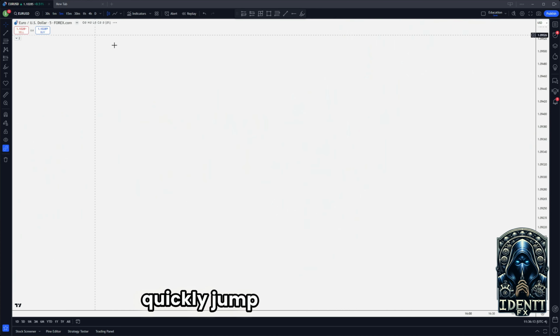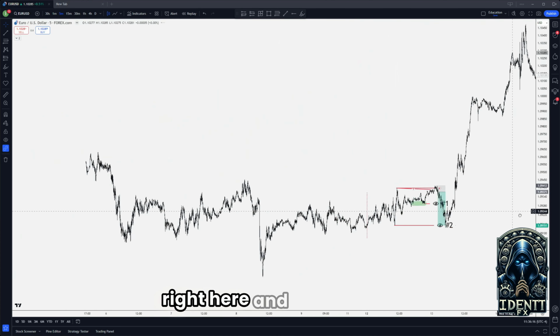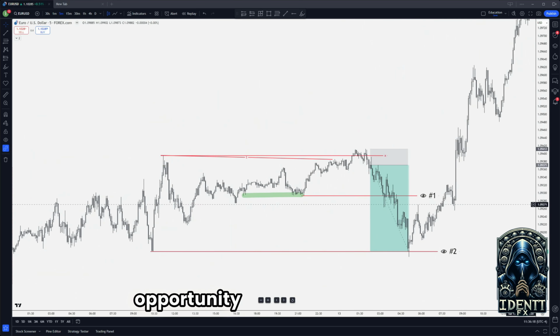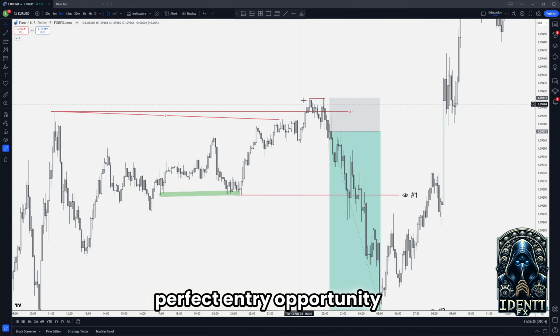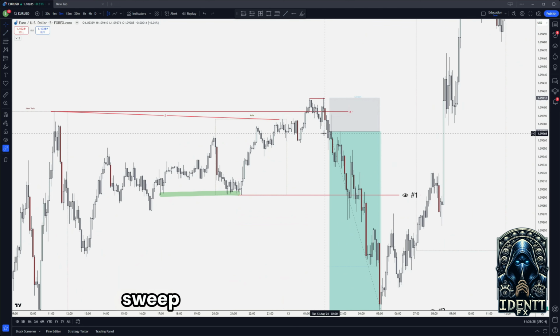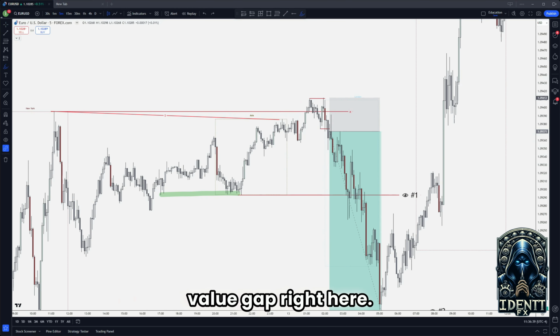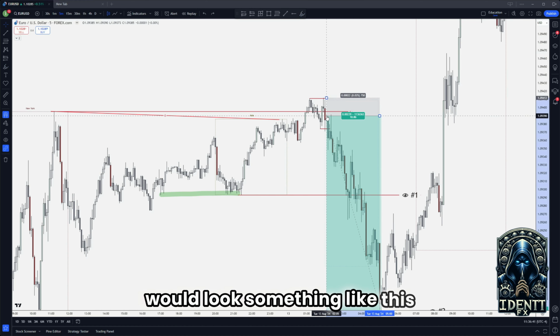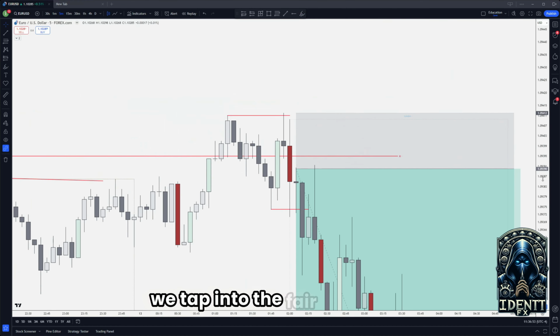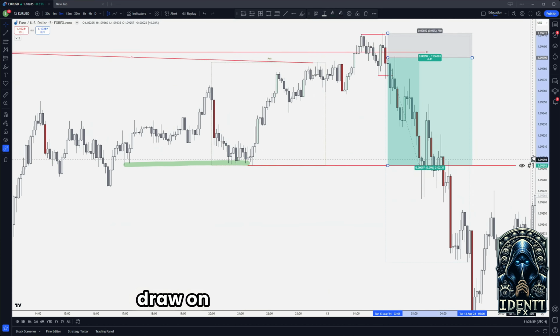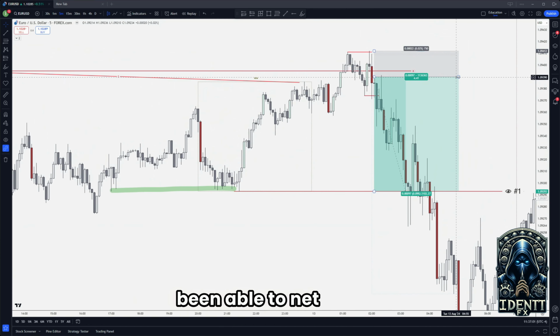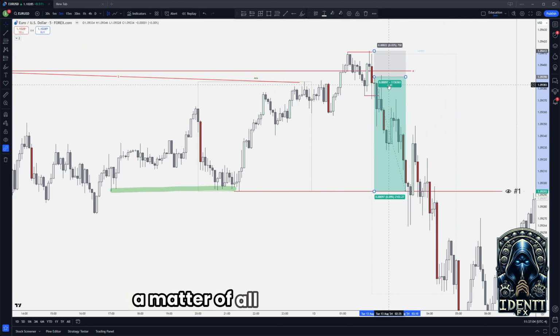But let's first quickly jump to the 5 minute right here and see if on the 5 minute there was an entry opportunity, and then also on the 1 minute. Right, so on the 5 minute, we can already see a picture perfect entry opportunity. So here we had a very efficient sweep. We had our market structure shift right here, as you can see, with displacement through that previous low. And then we had a fair value gap right here. So the entry on the 5 minute would look something like this. Off of this fair value gap, we tap into the fair value gap and then start running lower. And if we would have simply targeted that first bit of a draw on liquidity, we would have been able to net 4.4R in a matter of, all in all, 50 minutes.